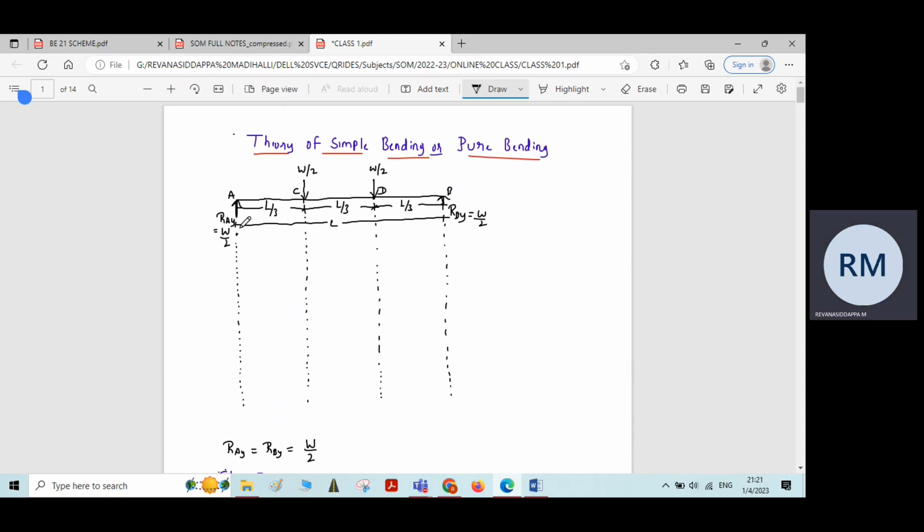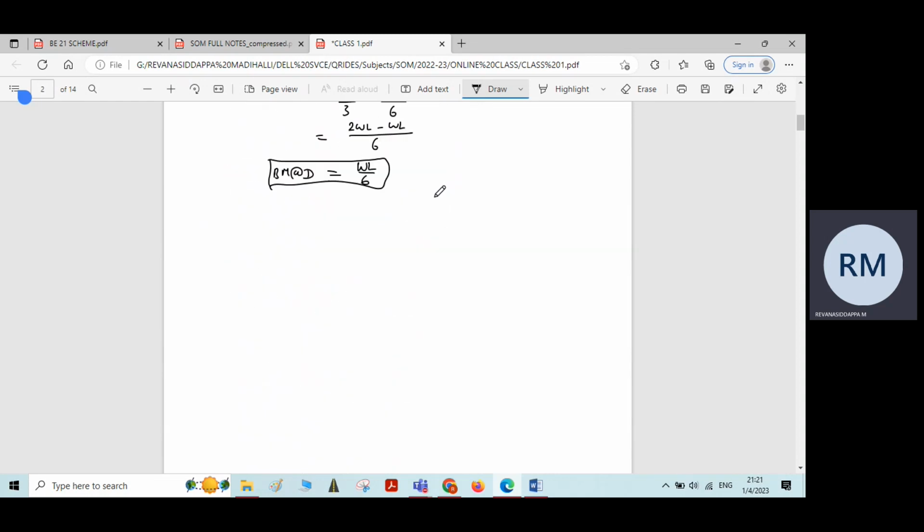If required, even if we calculate the moment from support A, the moment of each and every force about point B, and you add up all the moments, you will get 0 only. So I'll directly write the answer as 0. Bending moment at B equal to 0.